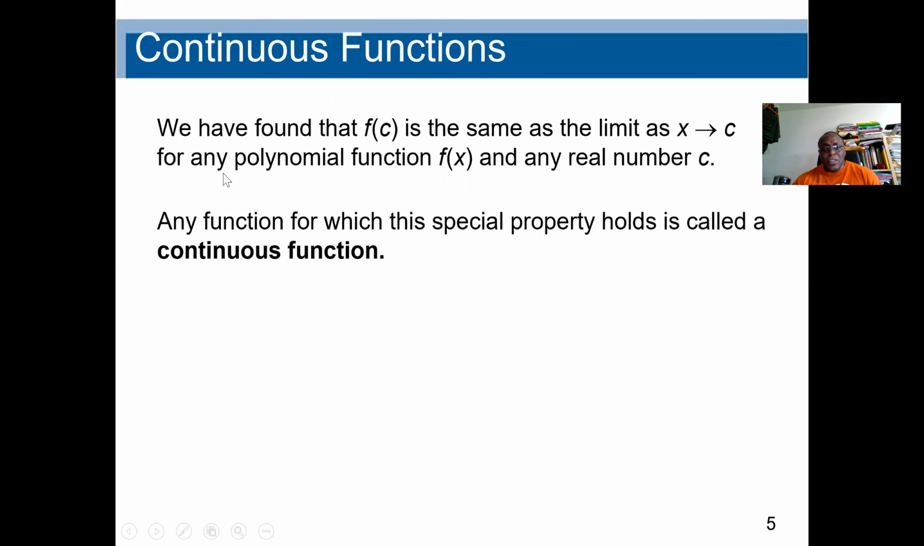Here, from the previous lecture, which is lecture 1, we have found that f(c) is the same as the limit as x approaches c of f(x), for any polynomial function f and a real number c. Any function for which this special property holds is called a continuous function. Here c has to be a real, finite value, 6, 7,000, any value. So that would be a continuous function.